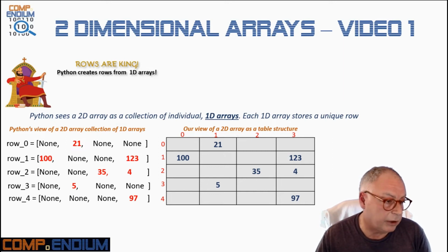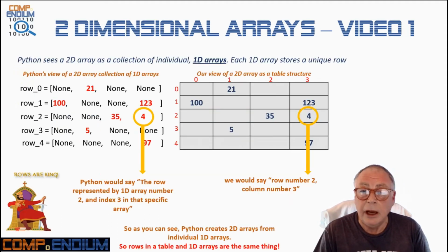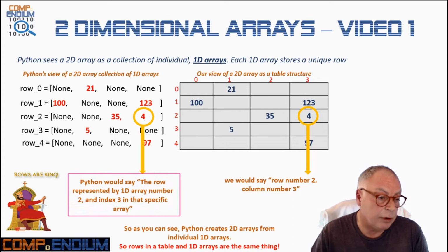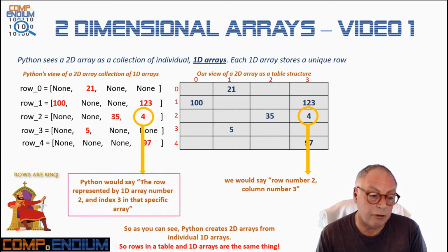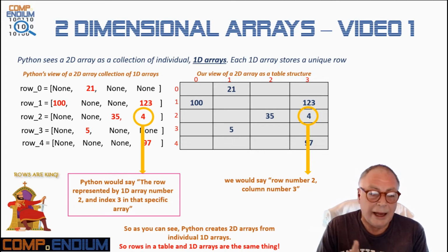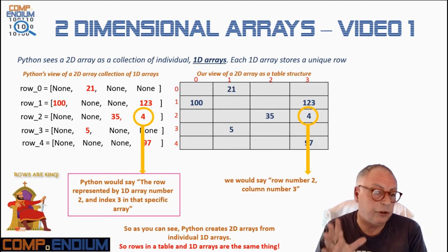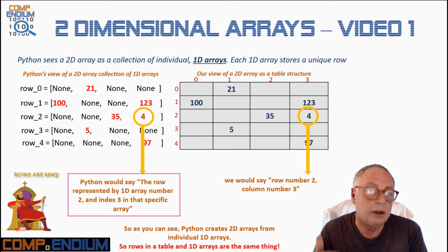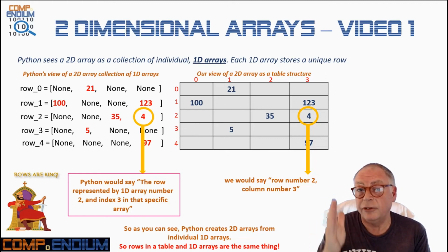Let's go back to the example number 4. Now, we would say that the number 4 is at row number 2, column number 3. The way that Python would reflect this, if it could talk to us, Python would say the value 4 is at the row represented by the one-dimensional array number 2. Okay, so check that out on the screen. Python would say the row represented by one-dimensional array called number 2, and in that array it's at index position 3. Okay, so we give Python the row first, in other words, the name of the one-dimensional array, and then we give it the index value in that particular array.